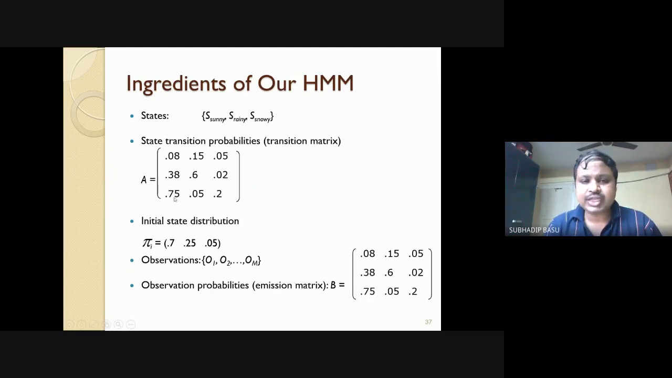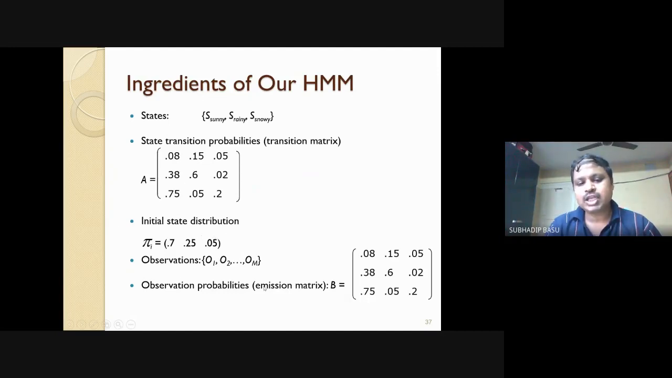So this can be formulated as state transition probabilities. What are the initial state probabilities? In the first case, what is the probability of being sunny? It is 0.7. The probability of being rainy is 0.25, and the probability of being snowy is 0.05. So this is the initial state probability.